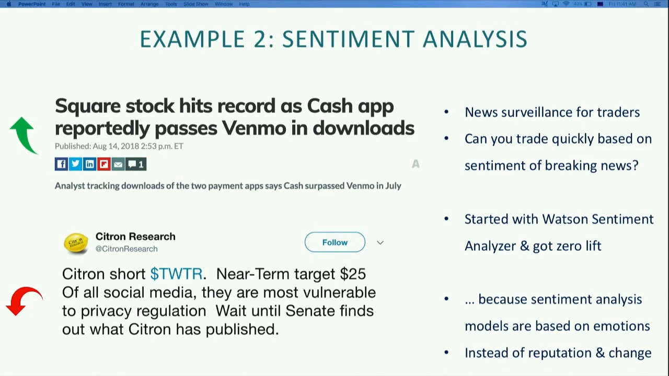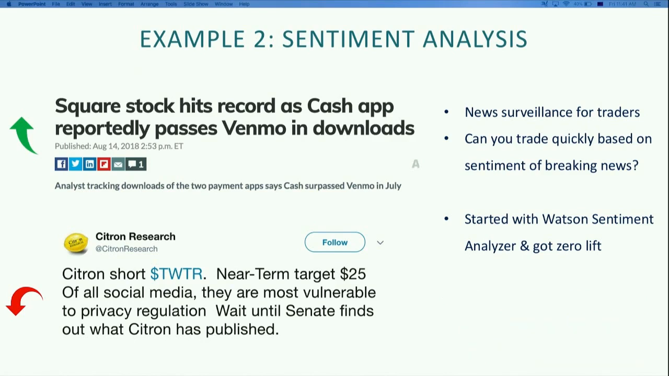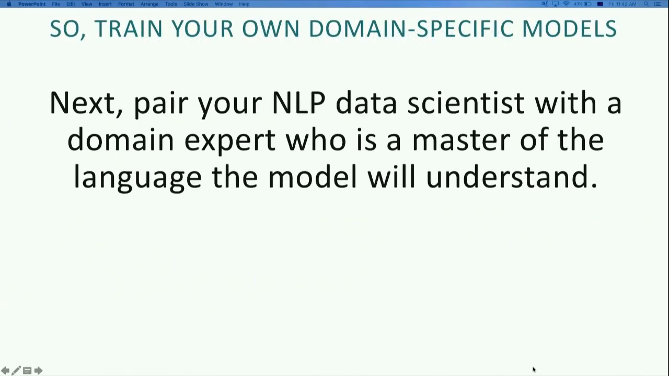Because in financial services, it's about reputation, but who says it? It's about change from the previous day. And it's kind of obvious if you're in the business, it's just not what these models are trained on. So just one more example: you need to understand your domain, because your domain uses its own language, and that's what you need to train on. And that's every time. I've been doing this for 6 years, and I'm yet to see a case where you can actually just go and reuse a model. So, train your own models.